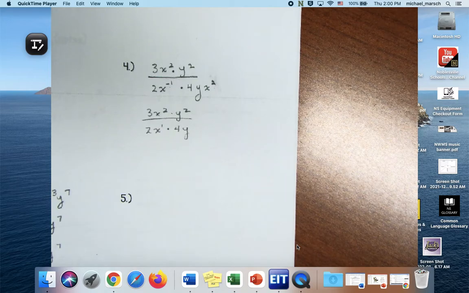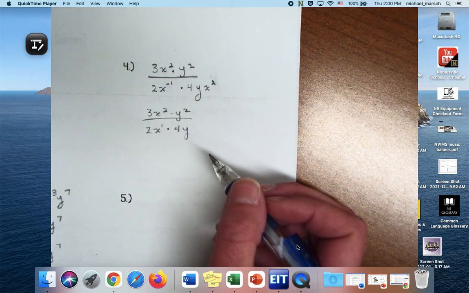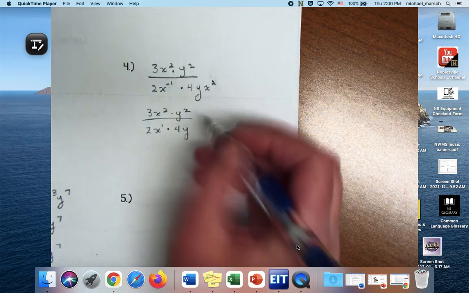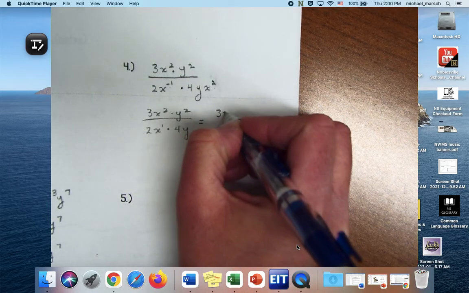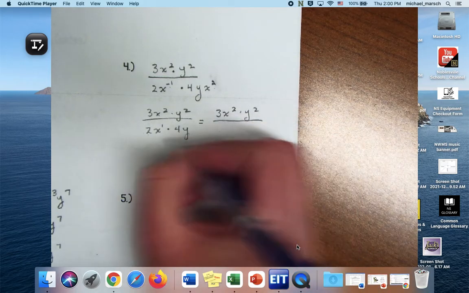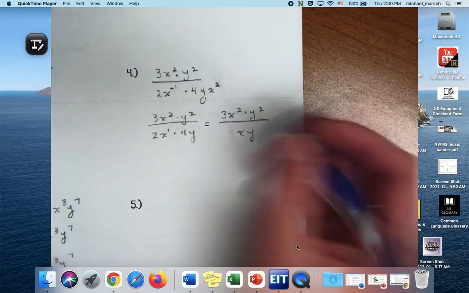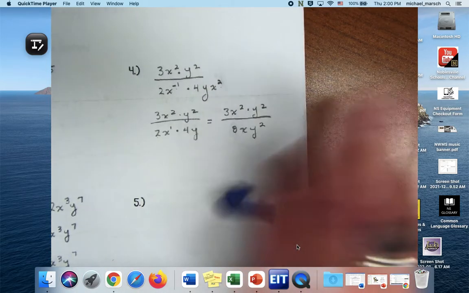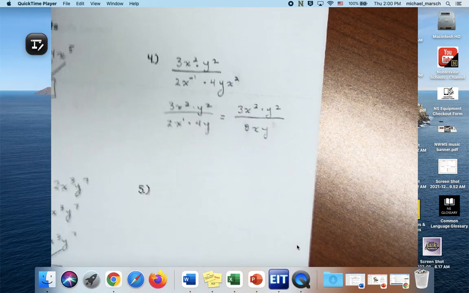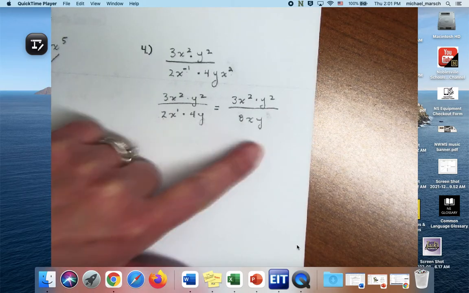Okay, so now I'm going to do some multiplying. You can't add them, but you can multiply them. So 3x squared times y squared, we're going to run out of room, that's why I went over here, over 8xy squared. So I multiplied the 4 and the 2. X came over here, y came over here. Nice.